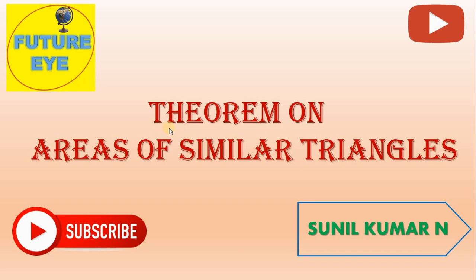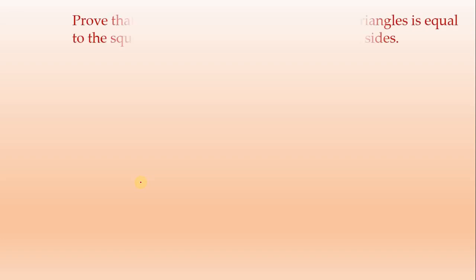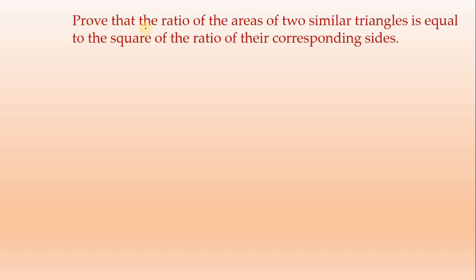In this video, let us learn how to prove the theorem on areas of similar triangles. First, let me show you how this theorem can be asked in the examination. Prove that the ratio of the areas of two similar triangles is equal to the square of the ratio of their corresponding sides.